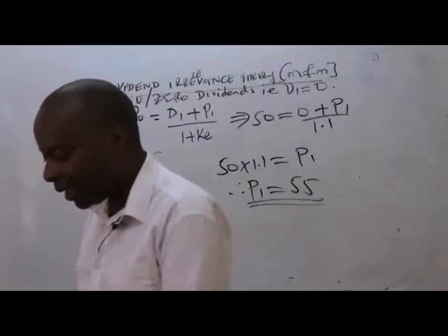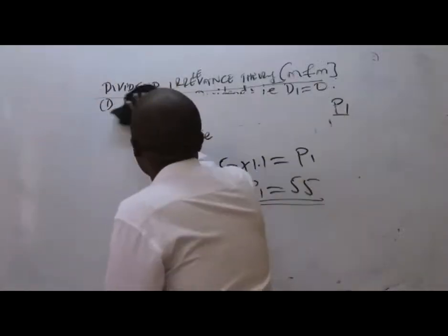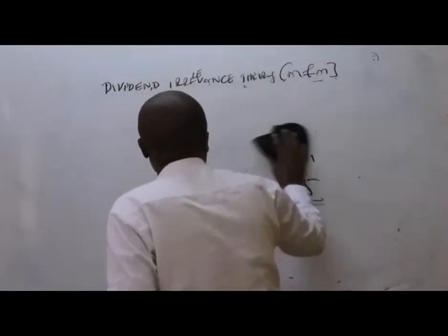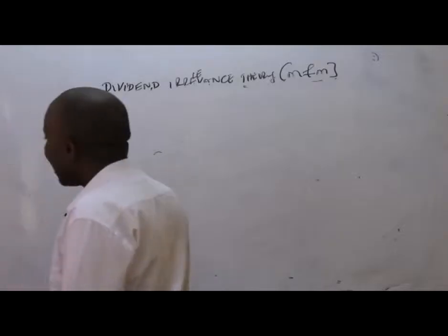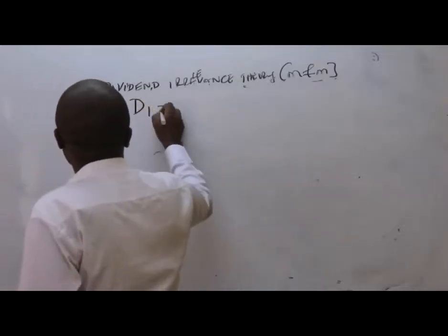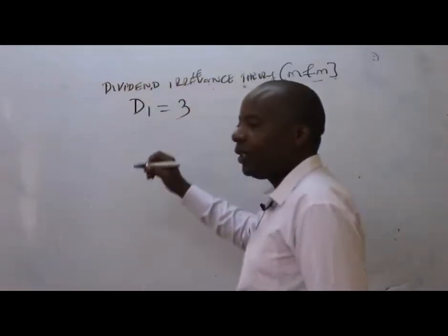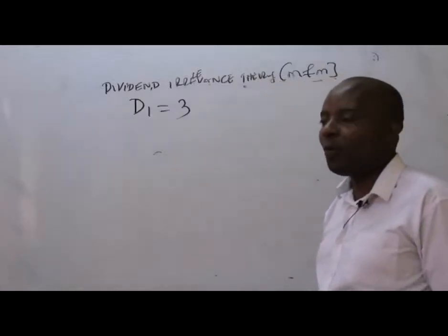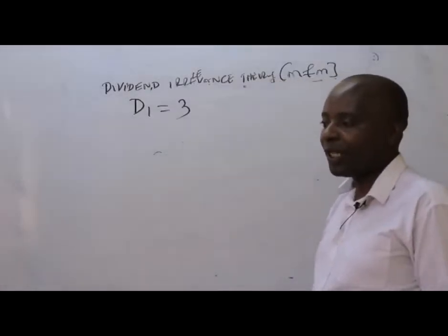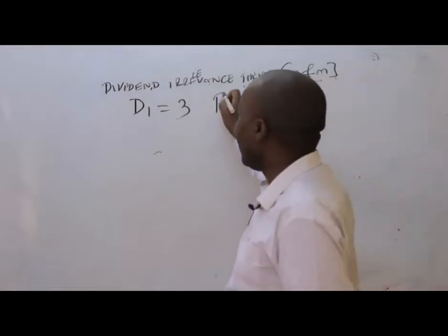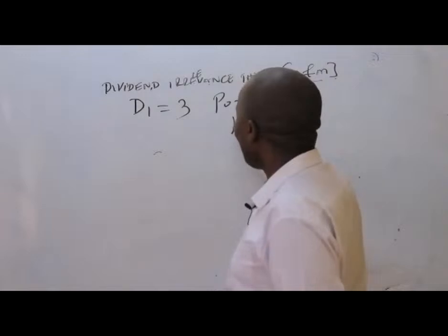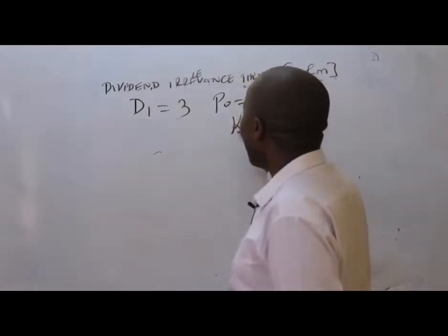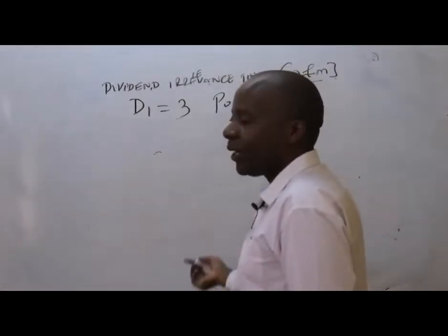That is quite an easy thing to do. What I need to do here is give them D1. If we declare the dividend, we can't declare any other thing apart from 3. And then, of course, the other factors will remain the same. P0 will be 50. P1 is what we are looking for. And then we know cost of equity is 10%.